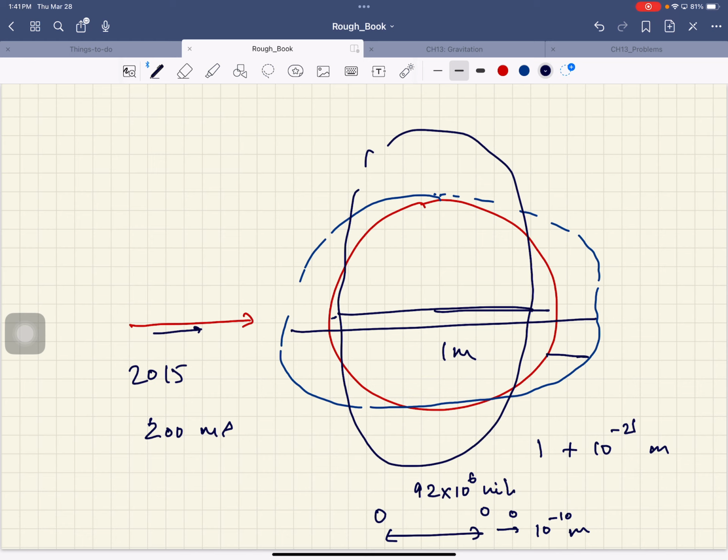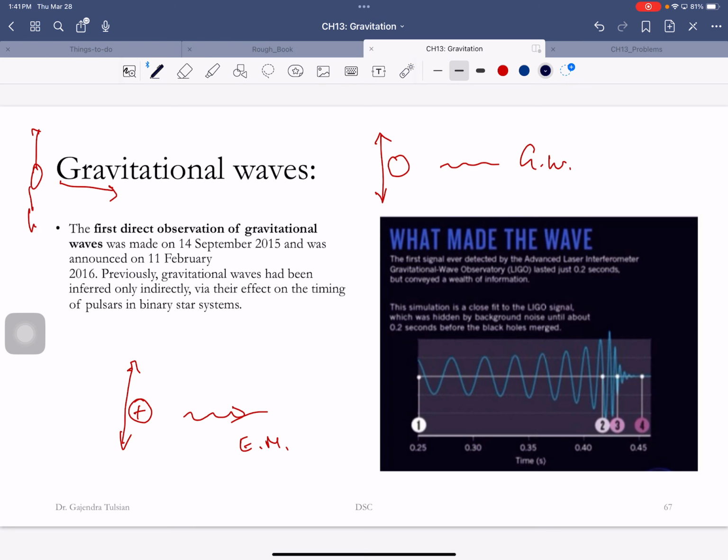Now to put it in perspective, here's 1 meter. This changed by 10 to the minus 21 meters. The size of an atom is 10 to the minus 10 meters. The size of the nucleus is 10 to the minus 15 meters. The size of the proton is 10 to the minus 18 meters. This is a width 1,000 times smaller than that. All right, you guys understand the magnitude of the problem? So now you see why it's beautiful.